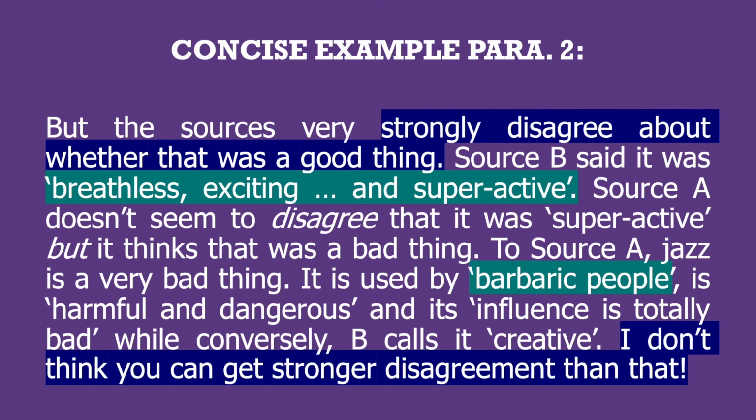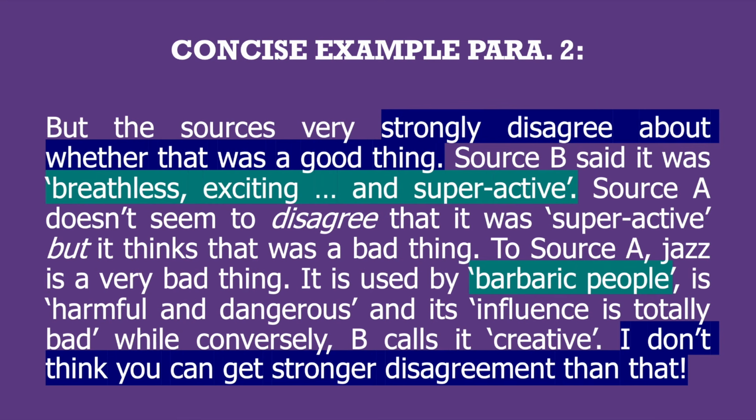To Source A, jazz is a very bad thing. It is used by barbaric people, is harmful and dangerous, and its influence is totally bad, while conversely, B calls it creative. So there's a lot of evidence over here, lots of quotations, which clearly gives evidence for the points that the student is making, and it's a very well structured answer. In the end, the student concludes by saying, I don't think you can get stronger disagreement than that. The student is very confident that the sources are not entirely similar and that they have more disagreements than similarities. So this is a very strong statement in the end.